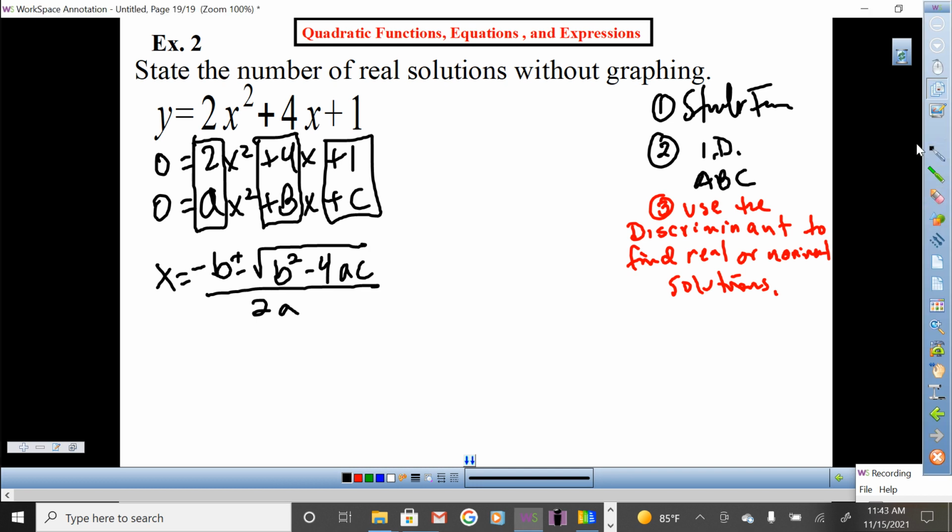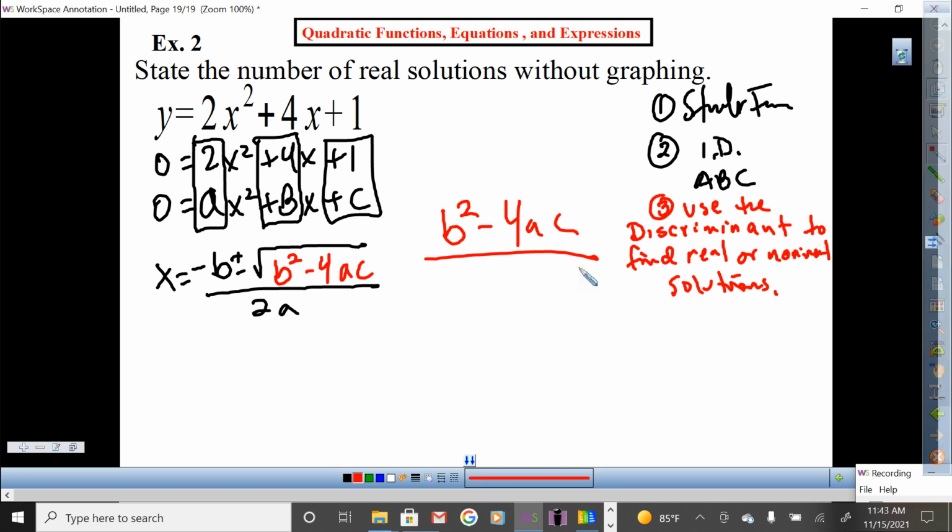What are we going to use, Mr. Q? We're going to use this part. Look up. In red, B squared minus 4AC. What is that called, everyone? The discriminant. So that means after this, I just write B squared minus 4AC, and I'm going to substitute A, B, and C in there to see if we have real solutions or not.